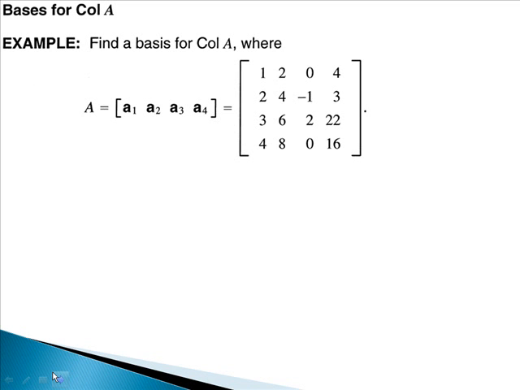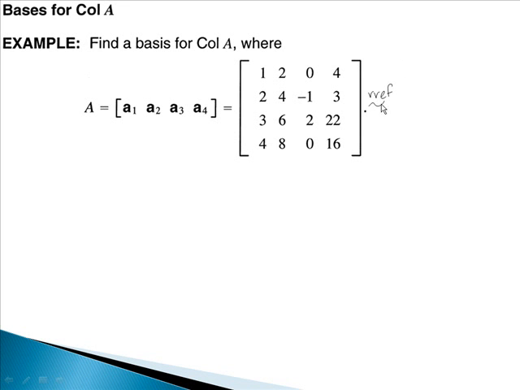So now we're going to look at bases for the column space of A. In this example, we want to find a basis for the column space of A, where A is this 4 by 4 matrix, and it's made up of these column vectors A1 through A4.